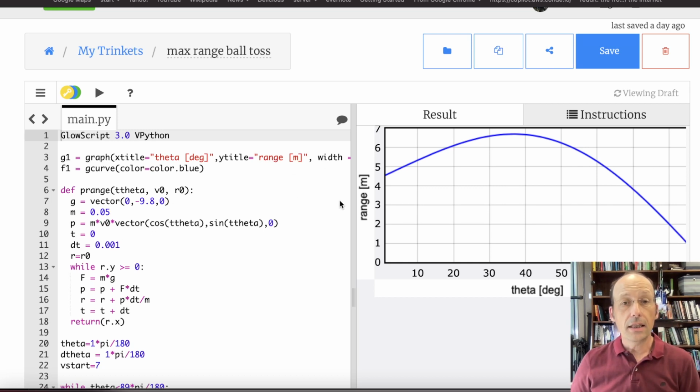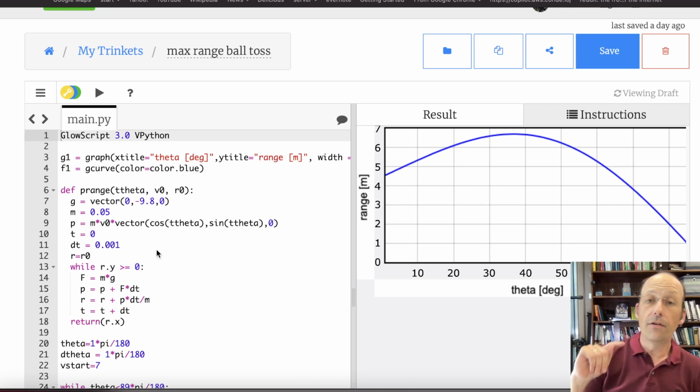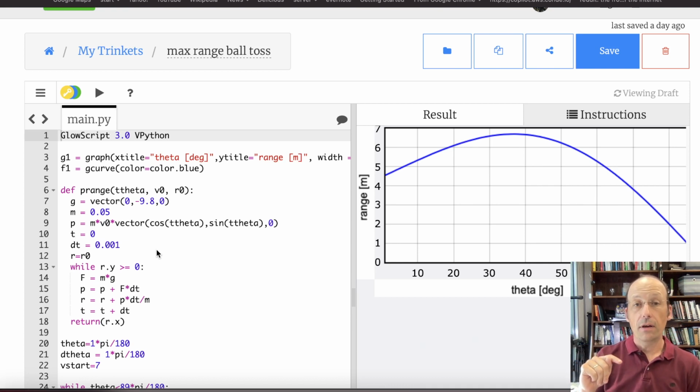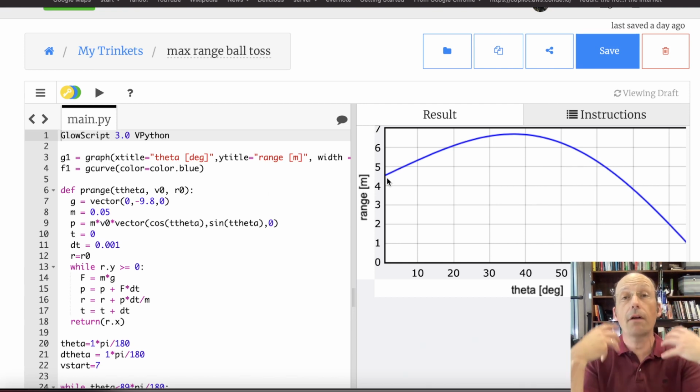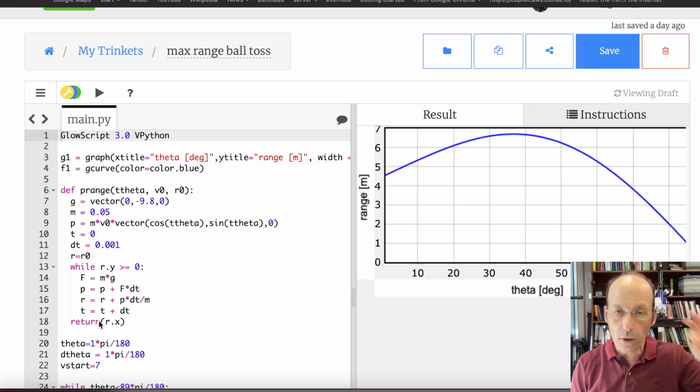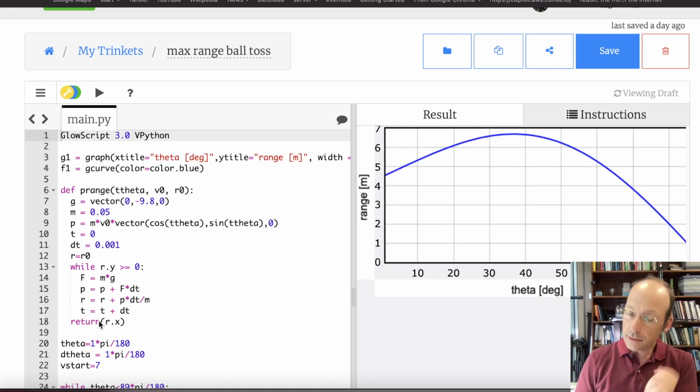This is a calculation of the range of an object as a function of launch angle. The important thing here is that we learned about functions, how to make a function. So I make a function here. I will make a quick comment: this is not perfect Python. This is physics Python. And I think this is an important point to make.